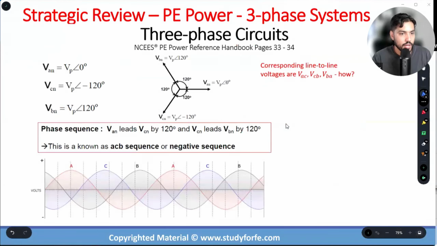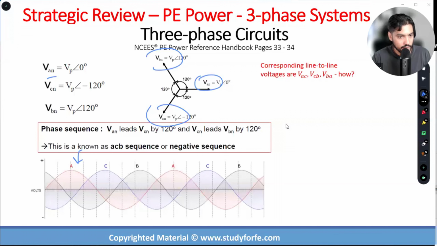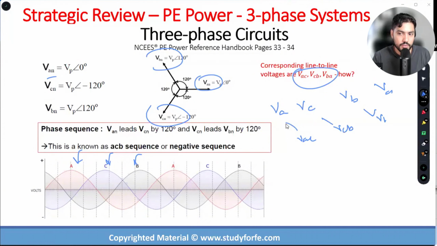And in this case, you have ACB. So you have A followed by C followed by B. And on the oscilloscope, if you hook this up, you're going to see A, C, and B. Okay. And then in this case, we're going to get these voltages A, C, B, A. So this becomes VAC, this becomes VCB, and this becomes VBA. In a negative sequence, you don't have anything called VAB. In a negative sequence, you don't have anything called VCA. In a negative sequence, you don't have anything called VBC.